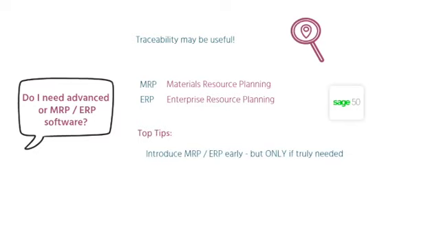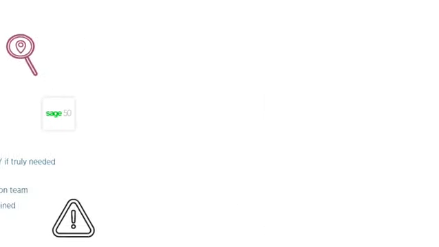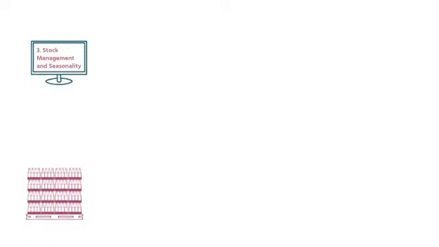Some top tips are: introduce MRP and ERP well before their absence is a real problem, but only if you truly think that they will be needed. Carefully specify what you want before starting the selection process. Make sure you have a knowledgeable implementation team with the time to carry out the installation. Make sure everyone is thoroughly trained and on board. And finally, be prepared for quite a large bill. The failure rate in trying to introduce MRP or ERP is high, and you'll probably need expert advice and support. Planning and preparation are key.